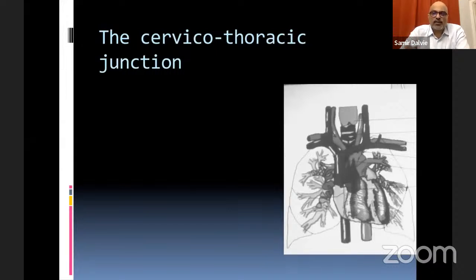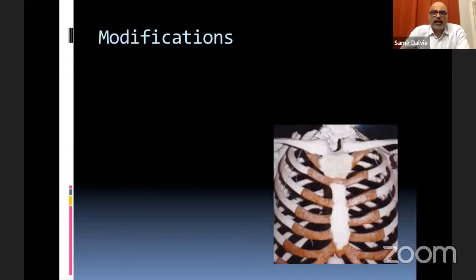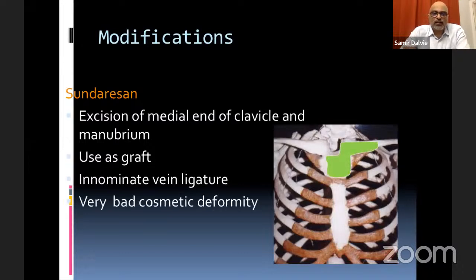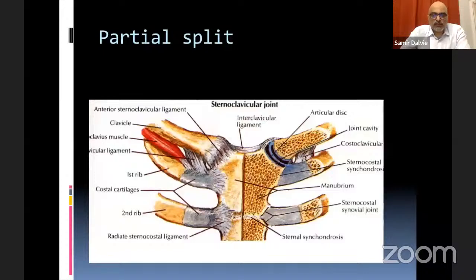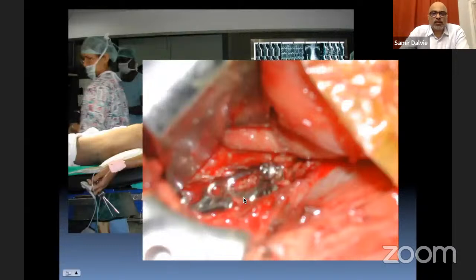For instance, the cervicothoracic junction, which lies at T1, T2, T3, behind the sternum as well as the great vessels, becomes very difficult to access. Previously, one of the things described was an excision of the medial end of the clavicle and the manubrium, using it as a bone graft. But this was done in the previous sort of cowboy surgery days because it leaves a very bad cosmetic deformity. What we do now, if needed, is a partial sternal split. So I will do a T-shaped osteotomy of the manubrium, put in a spreader and open it. This is across the cervicothoracic junction.